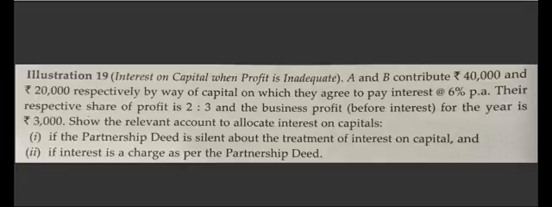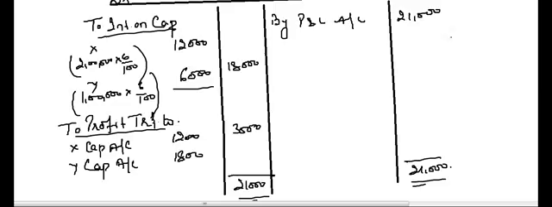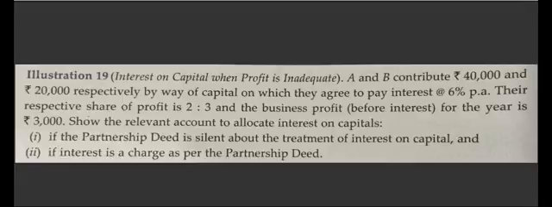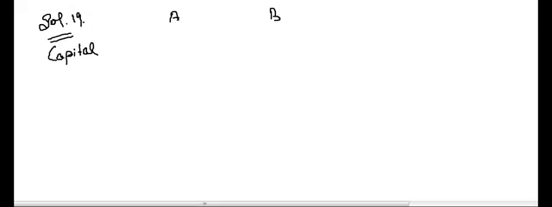What it says, we have two partners A and B. What are the capitals? Capitals are 40,000 and 20,000, and the interest on capital is decided to be at the rate of 6%.